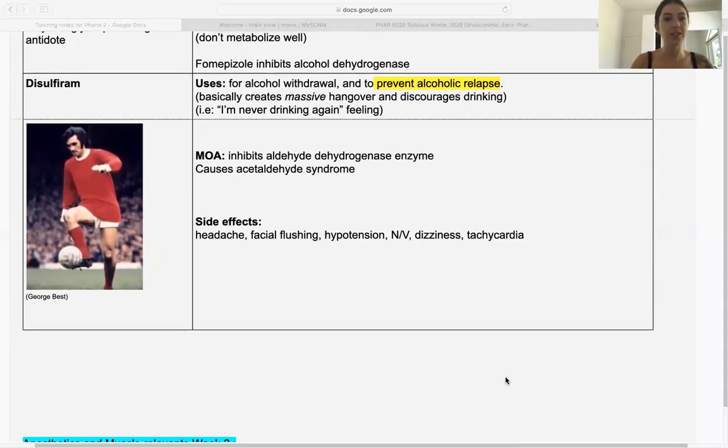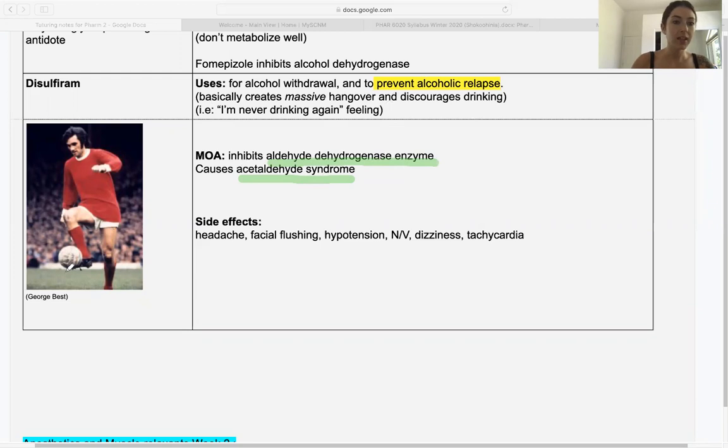Disulfiram, the last drug for this week. It's used in alcohol withdrawal and to prevent alcohol relapse. So this is a drug that's commonly prescribed to alcoholics who cannot abstain and want to use something to help them stop their drinking. So it actually inhibits the aldehyde dehydrogenase enzyme, and that's the enzyme that's responsible for breaking down ethanol and getting rid of it from your system. It causes acetaldehyde syndrome. Acetaldehyde syndrome is basically your massive hangover.